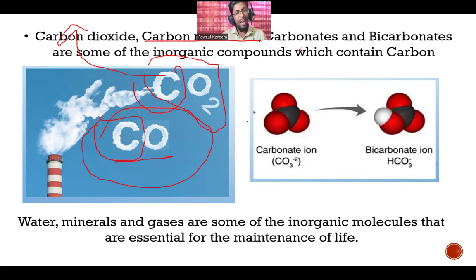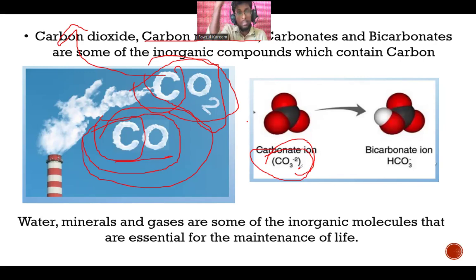So you may ask why. Now there's no need to understand the reason. Later, when you're in A-level, you may understand the reason. So here, carbon dioxide and carbon monoxide are inorganic. And this carbonate ion is CO3 2 minus. Now there's no need to memorize the formula, because you don't know the formula yet.